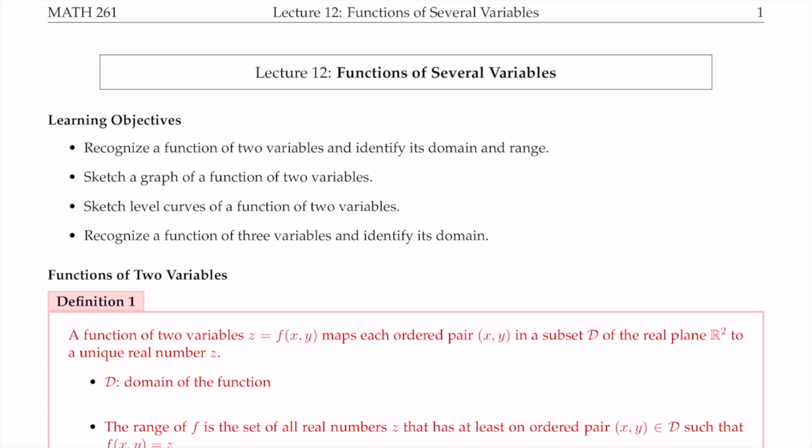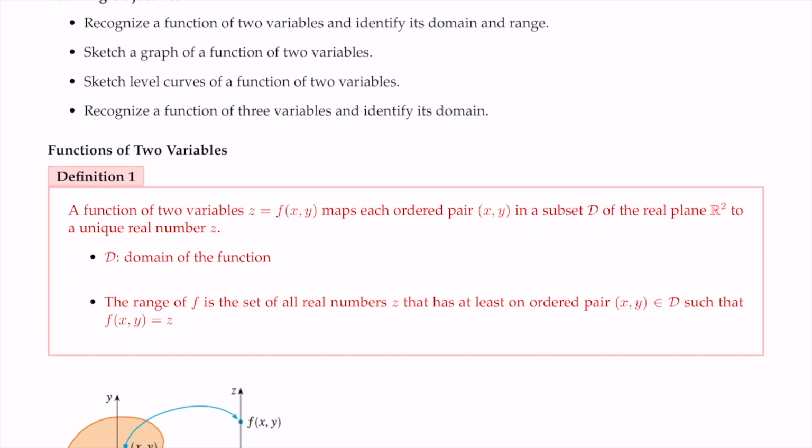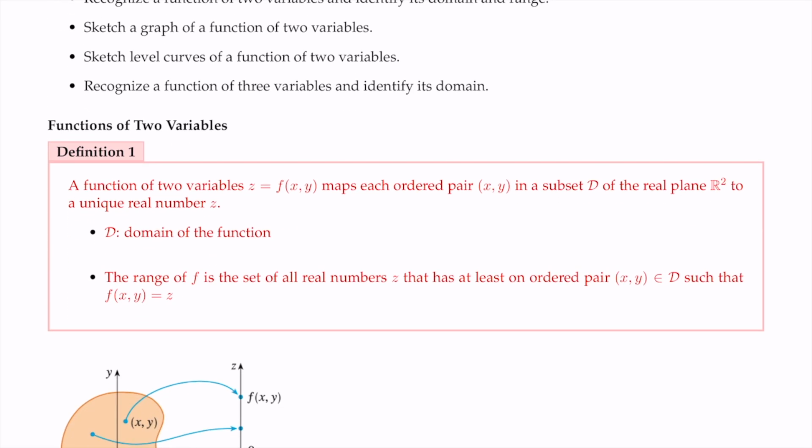For this particular lecture, hopefully at the end, you will be able to recognize a function of two variables and identify its domain and range. You will learn how to sketch a graph of a function of two variables, but technically I'm going to show you the website geogebra.org again, how to input the information and let the machine work for you. And then we learn how to sketch level curves of a function of two variables. And the last part of the lecture is to learn about a function of three variables and how to identify its domain. So first I want to give you the definition of a function of two variables.